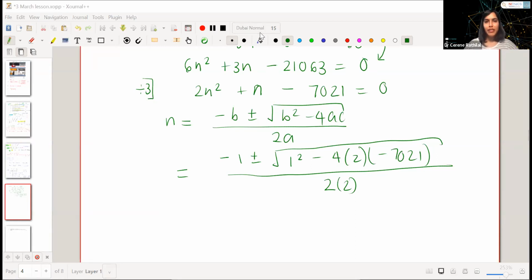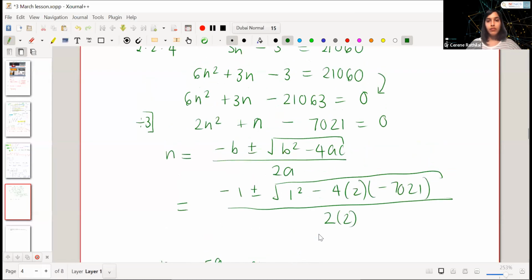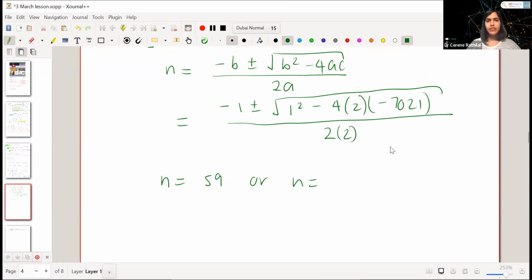Okay, great. I see everybody's following. Right, and I see that everyone says that we've got n equals 59, or there's a negative part, right? Isn't that so? Let's write down both of them. Let's not ignore one of the answers. n equals 59, or n equals, what is the thing that I just saw? Minus 119 over 2. Is that correct?